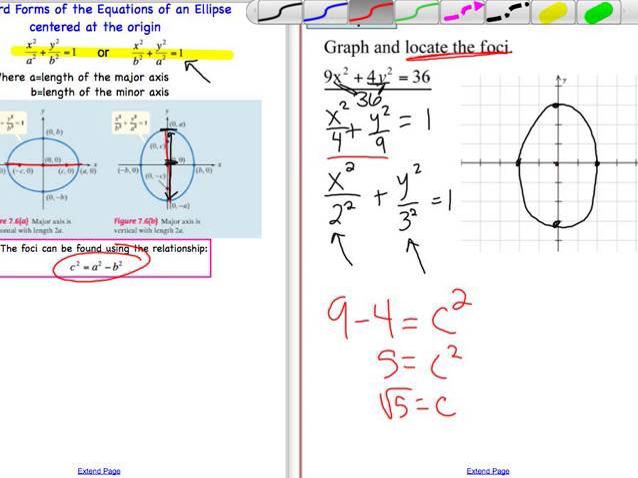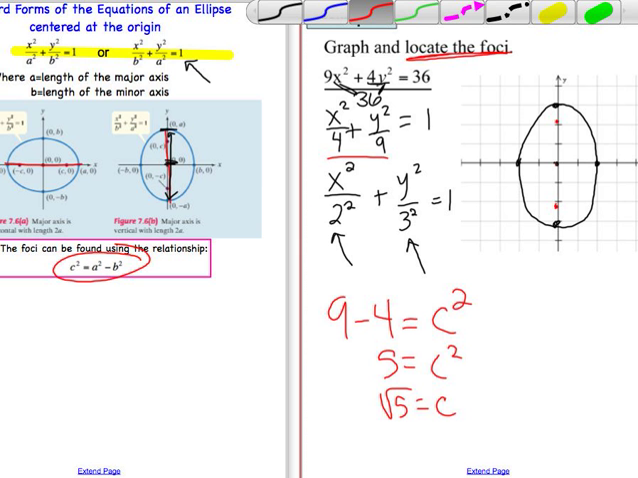Well, square root of 5 is just a little bit bigger than 2, so they're going to be right about here. And I make sure that that looks right. The more circular your graph, the closer your focal points are to the center of the circle. Okay? The more elliptical, your focal points will be closer to the edge. So here we have our focal points.